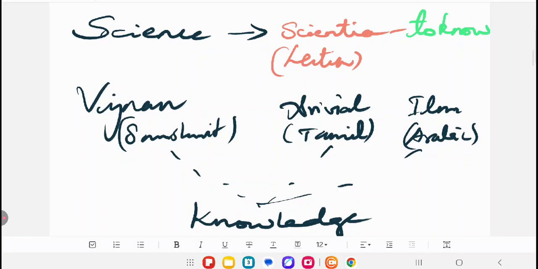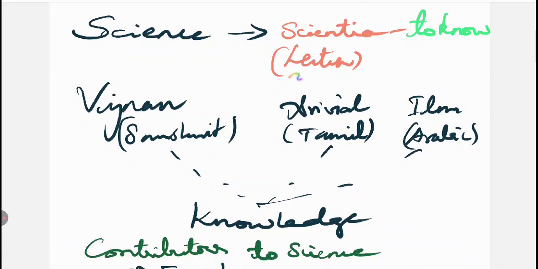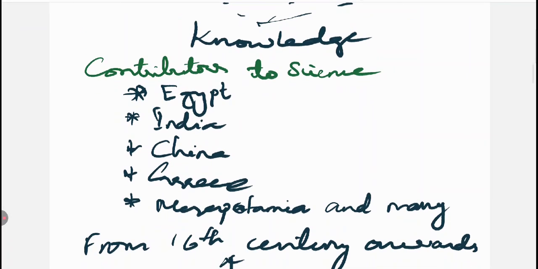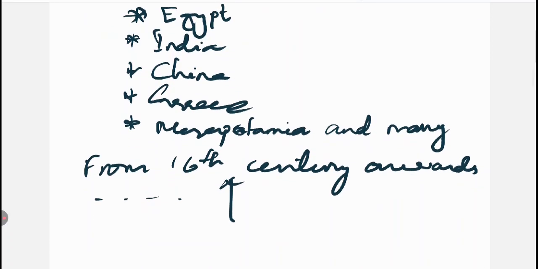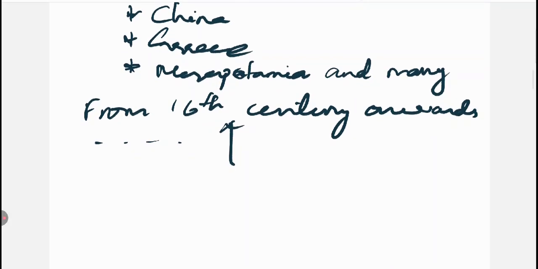So, as we know, science means to know. It comes from the Latin word scientia. And in Sanskrit, it is mentioned as Vinyan. In Tamil, it is mentioned as Ariviel. And in Arabic, it is mentioned as Ilm. So, all these mean the same thing, that is knowledge. Okay. And throughout history, there are plenty of contributors to science, especially the Egyptians, Indians, Chinese, Greeks, Mesopotamians, etc. From the 16th century onwards, there is a lot of contribution towards science.